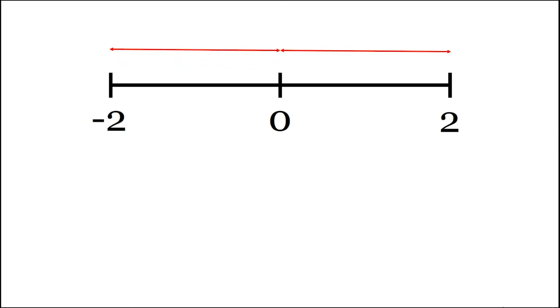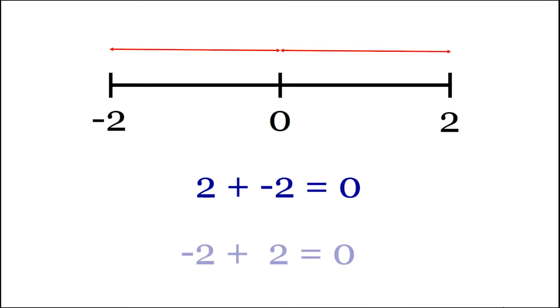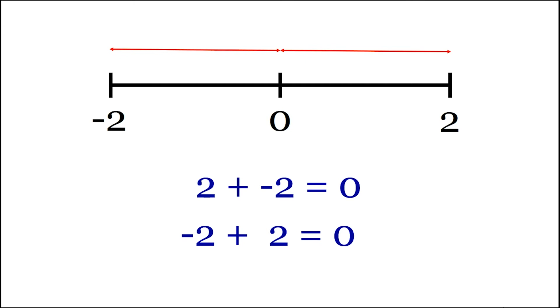Look at a segment of this number line starting with 0. On the right side is 2 and on the left side is negative 2. As you can see, the distance from 0 to 2 is the same as the distance from 0 to negative 2. They are equidistant from 0. So 2 plus negative 2 is nothing but 0. The same applies to negative 2 plus 2, which also equals 0.